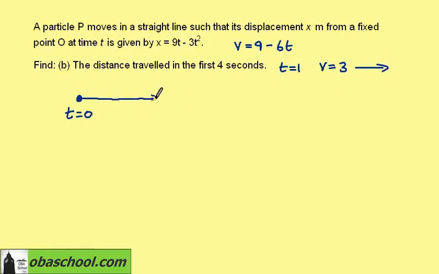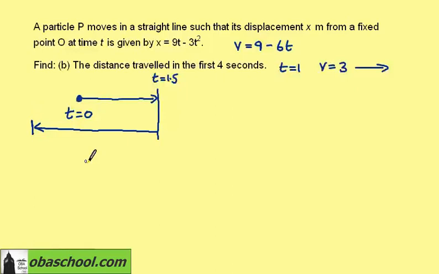So the particle moves to the right to begin with, but we know the velocity is 0 when t is equal to 1.5. The particle will then move to the left. If we look at this expression for v, we can see if t is more than 1.5, v will be negative, and this must represent movement to the left, if a positive value for v means movement to the right.